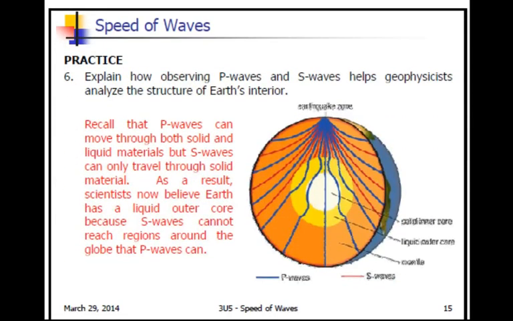The last question says, explain how observing P waves and S waves helps geophysicists analyze the structure of Earth's interior. And you can read this here. It says, recall that P waves can move through both solid and liquid materials, but S waves only travel through solid material. As a result, scientists now believe Earth has a liquid outer core because S waves cannot reach regions around the globe that P waves can.